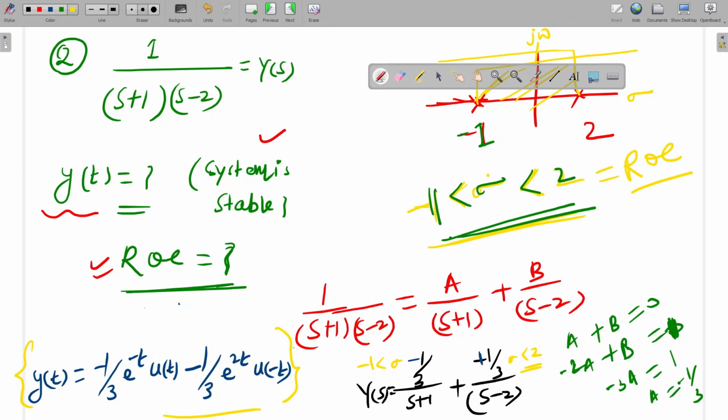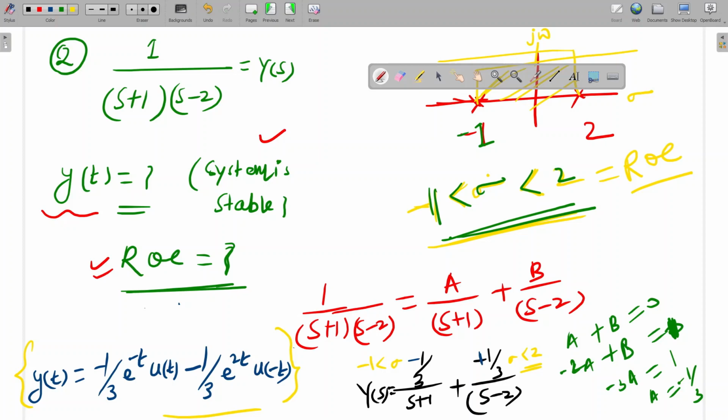A small doubt. Generally, we say that if we have any pole on the right half of the s plane, then the system is unstable. So in this regard, are you telling indirectly that even though we have a pole on the right half side, by limiting the ROC, we can make the system stable, sir?